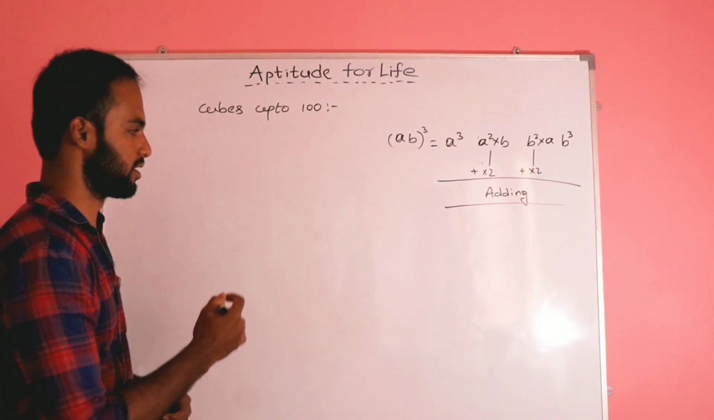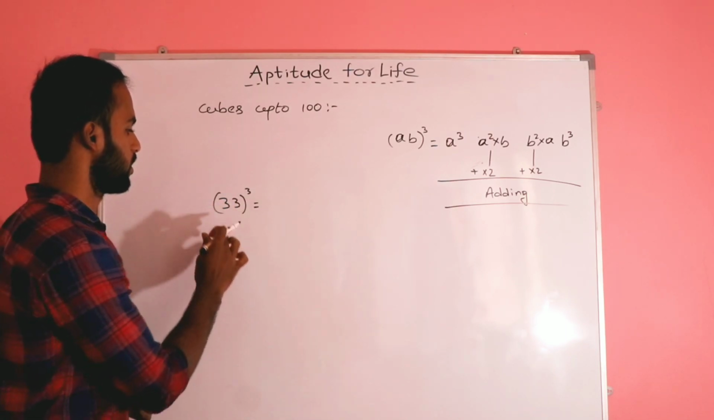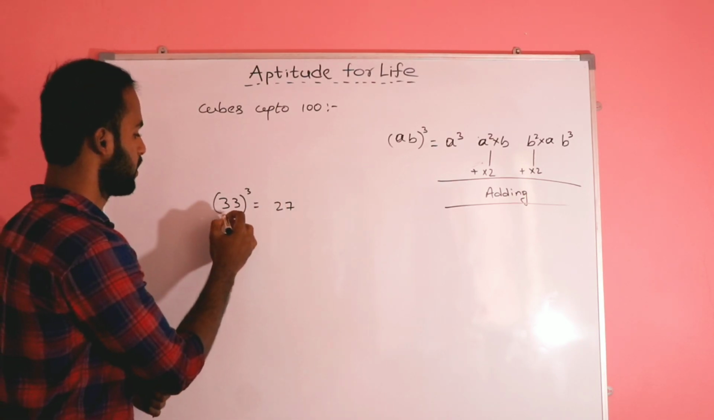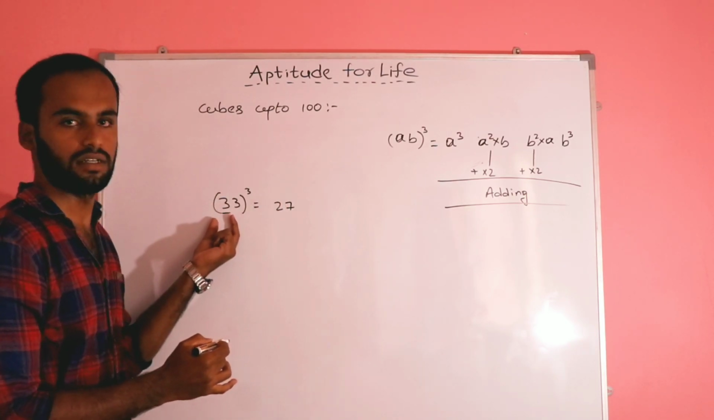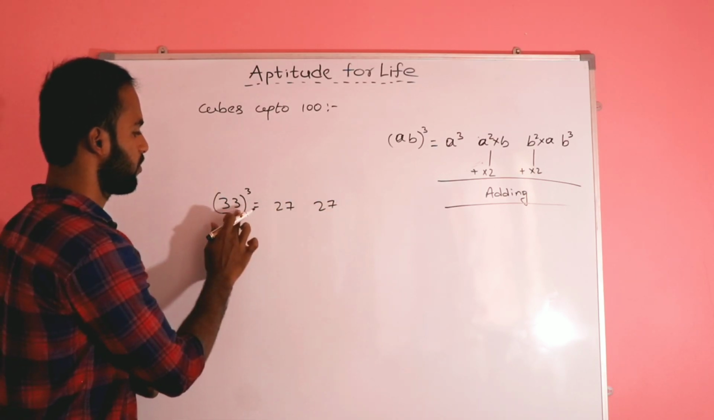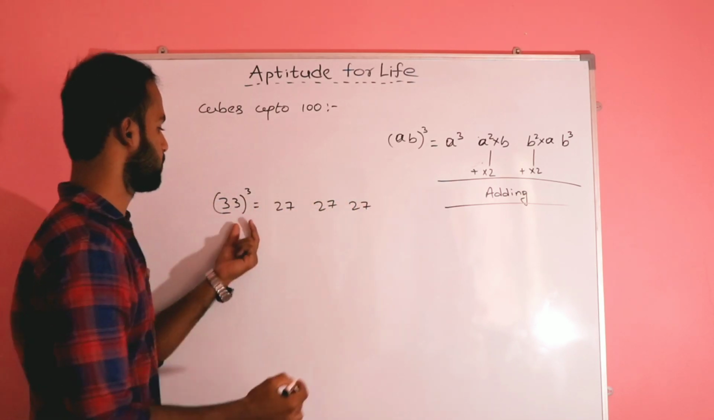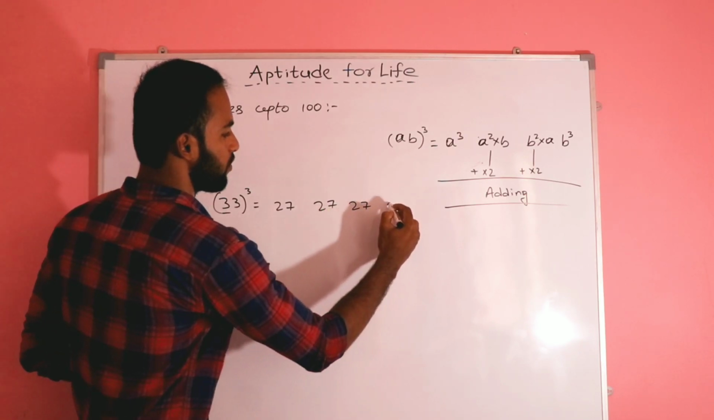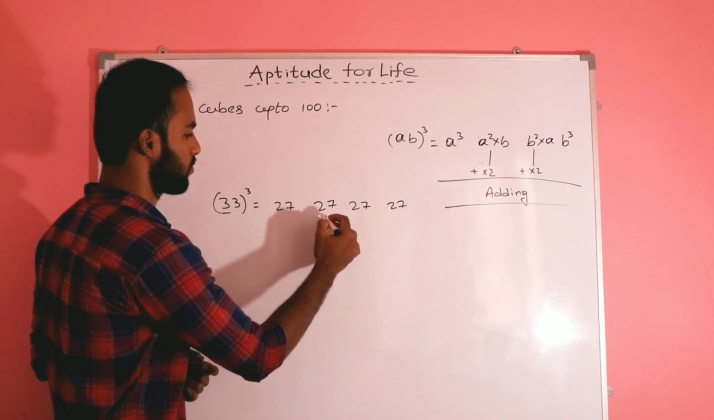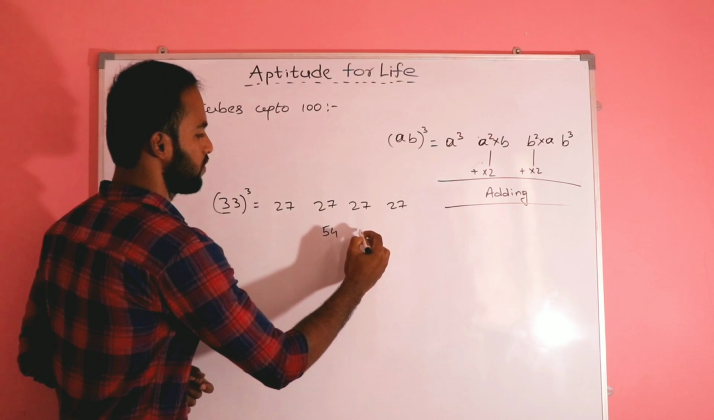Now consider another example, 33 cube. First step is A cube. A cube will be 3 cube, which is 27. Next step is A square into B. A square will be 3 into 3 is 9, 9 3s are 27. Next step is B square into A. B square will be 3 square, 3 square into A will be 27. Final step is B cube. B cube will be 27. Now we need to multiply this 27 into 2. So 27 2s are 54. This 27 2s are 54.